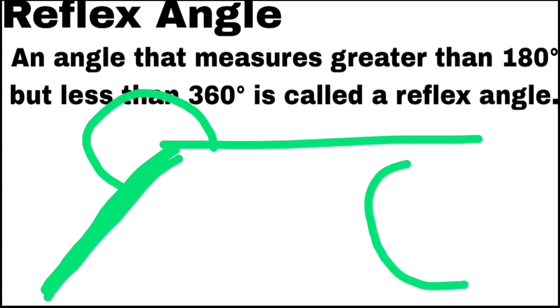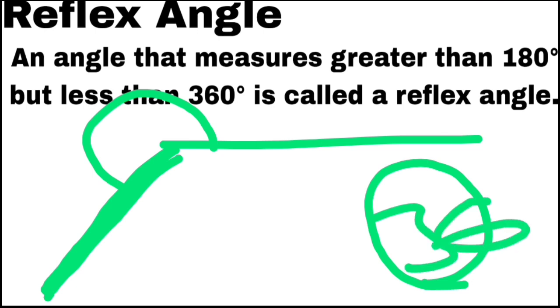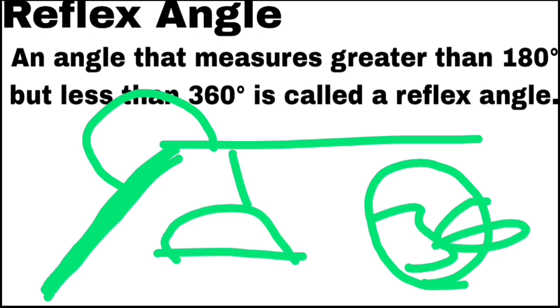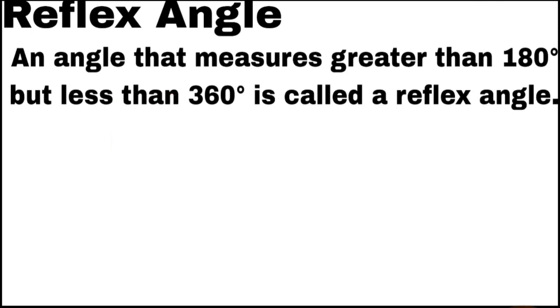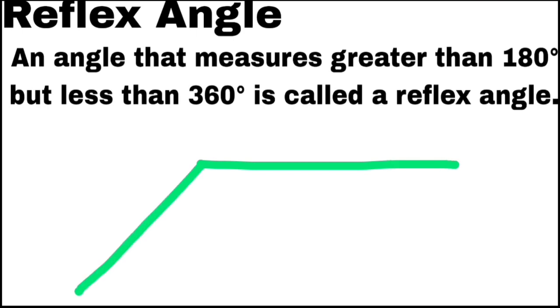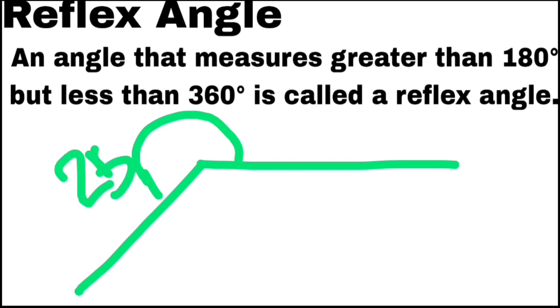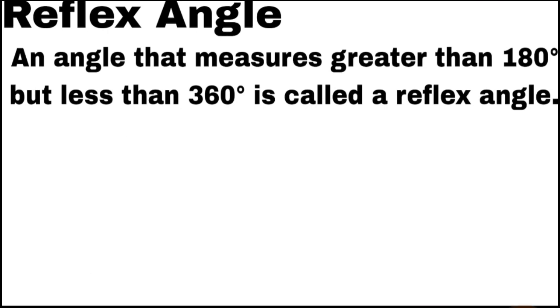One round is 360 degrees, but half a round is 180, so we have the first lines here. This is more than 180 degrees but less than 360 degrees. For example, here we have 250 degrees. That angle is called the reflex angle. So I hope you have understood.